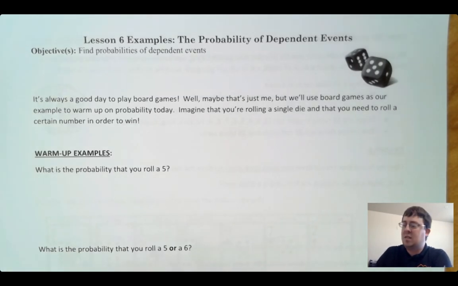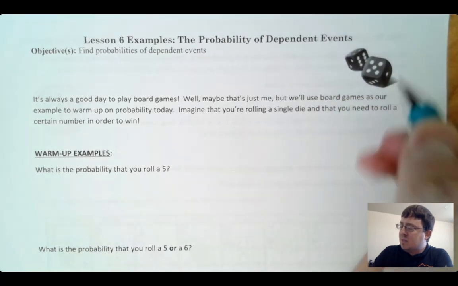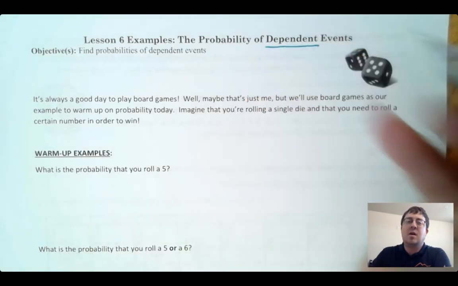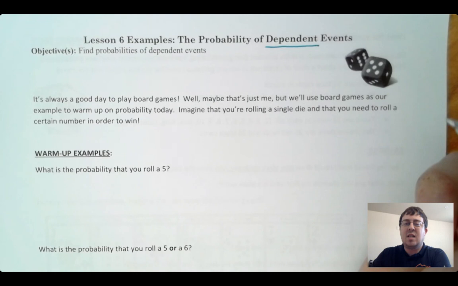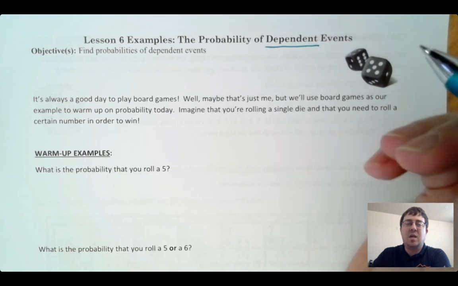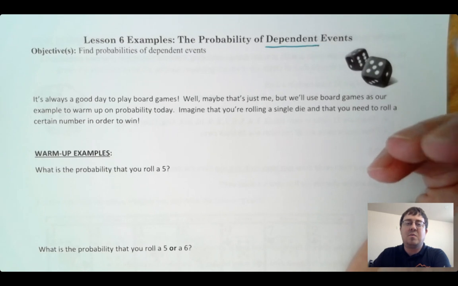This will be lesson 6. We're going to be talking about dependent events, probabilities. We saw independent events last time, and we'll review that a little bit at the beginning here. And then we're going to have dependent events as our topic for today.